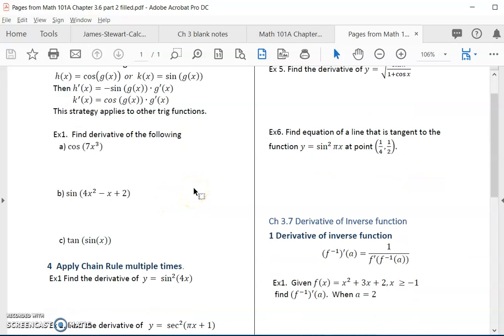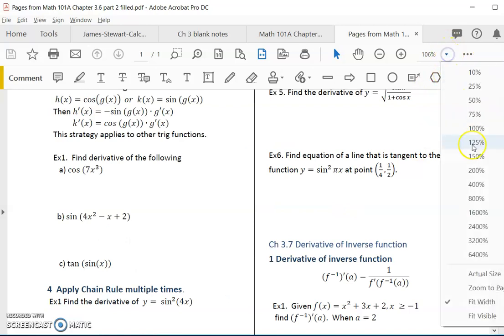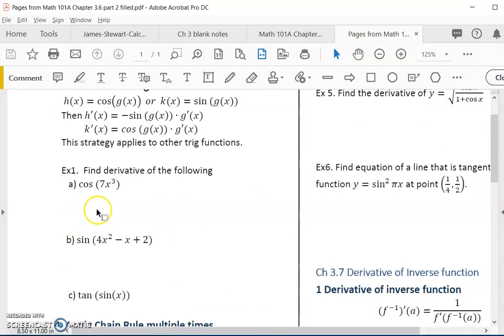Example 1 is, I forgot y equals in all cases. I should write, get the pen. Oh, this one is really small. Let me blow it up a little bit. Okay, so we can see it now. The inside now is 7x cubed. Cosine is the outside, right? So I have cosine of something which is not x, but 7x cubed. So this is the outside and it's cosine. This is g of x. So I should say this is y equals.